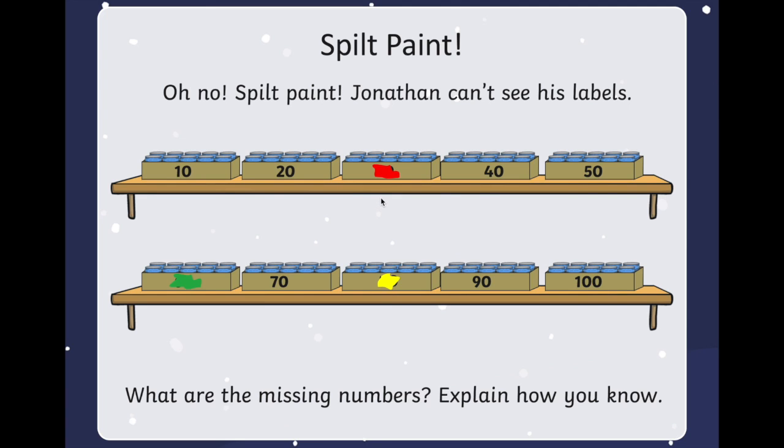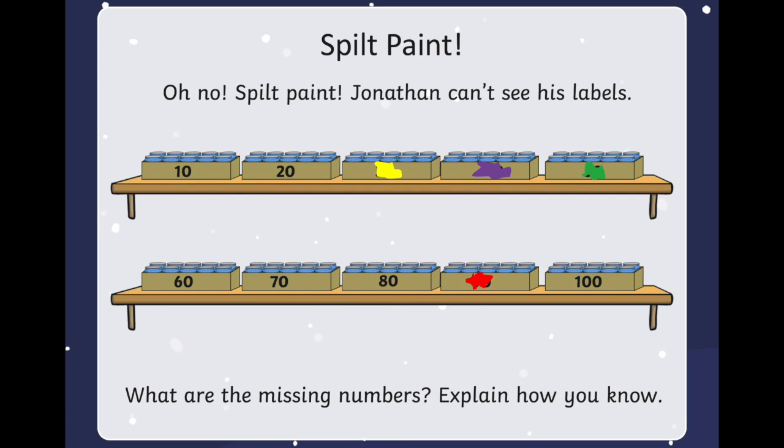Well done. 30, 40, 50. What is 10 more than 50? That's right, everyone. It's 60. 70. What could this be? 10 more than 70. That's right. 80. 90, 100. Let's check our answers to see if we were correct. 10, 20, 30, 40, 50, 60, 70, 80, 90, 100. Great work, everyone.